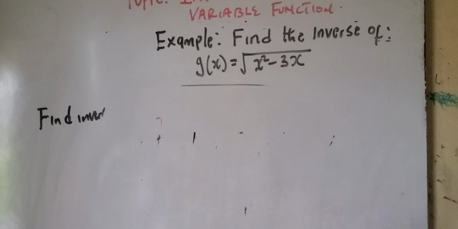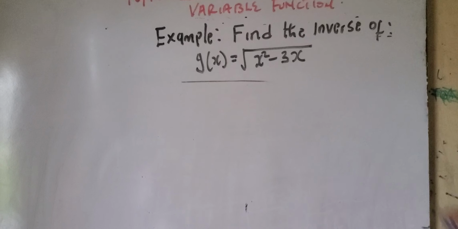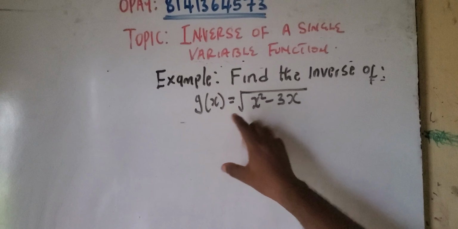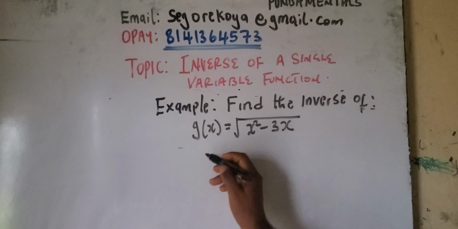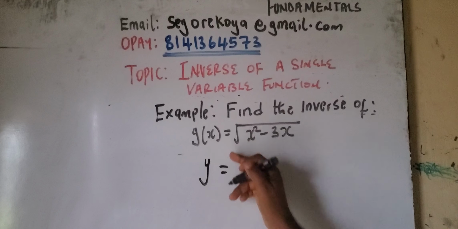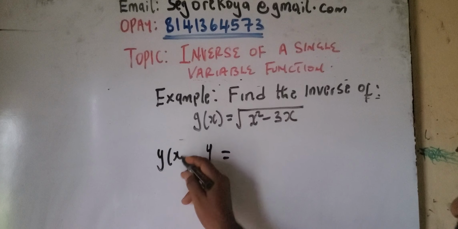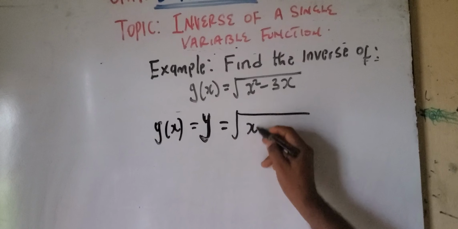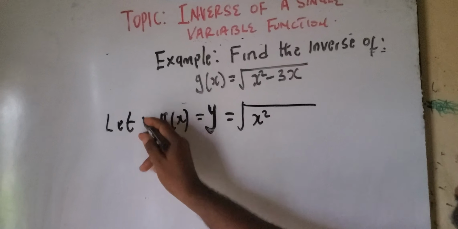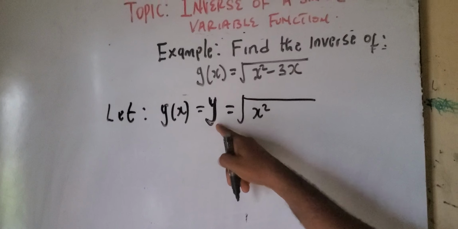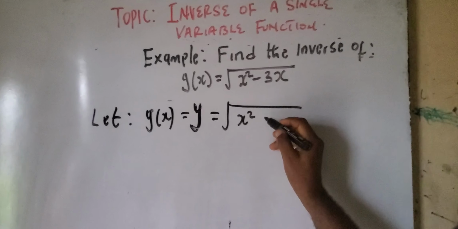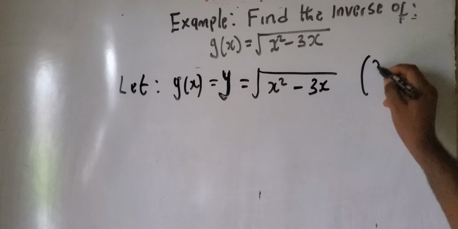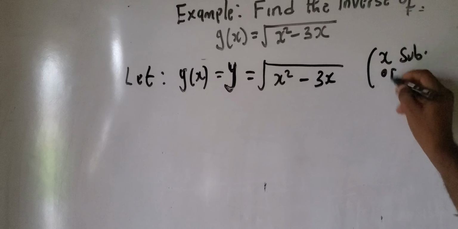Now, before we solve this kind of equation, I will introduce certain things along the line, but I will tell you what I'm going to introduce. So in this case, let our g of x be a single letter y. So I can rewrite g of x as y, which is square root of x squared minus 3x. So g of x is equal to y, which is equal to square root of x squared minus 3x. Now, in this case, we want to make x subject of formula.